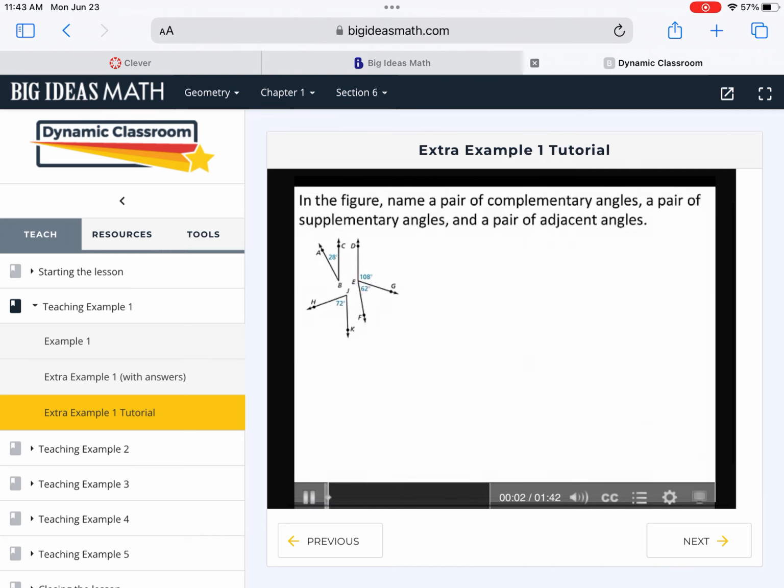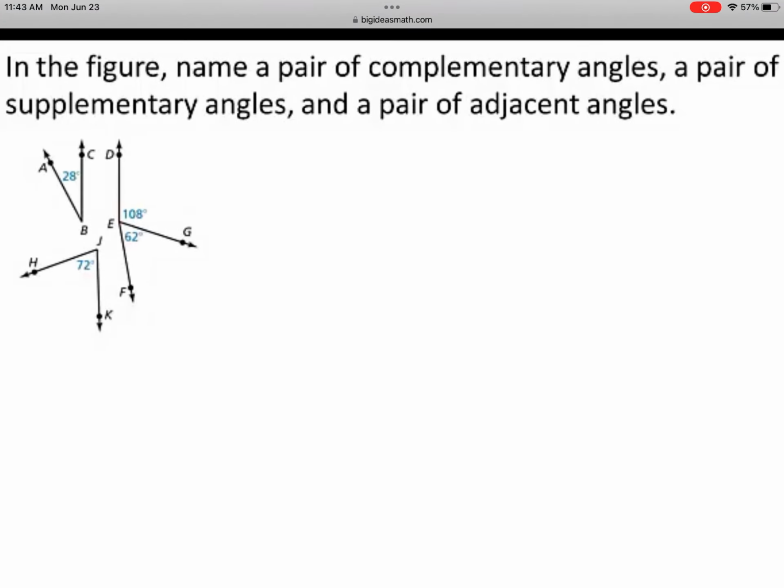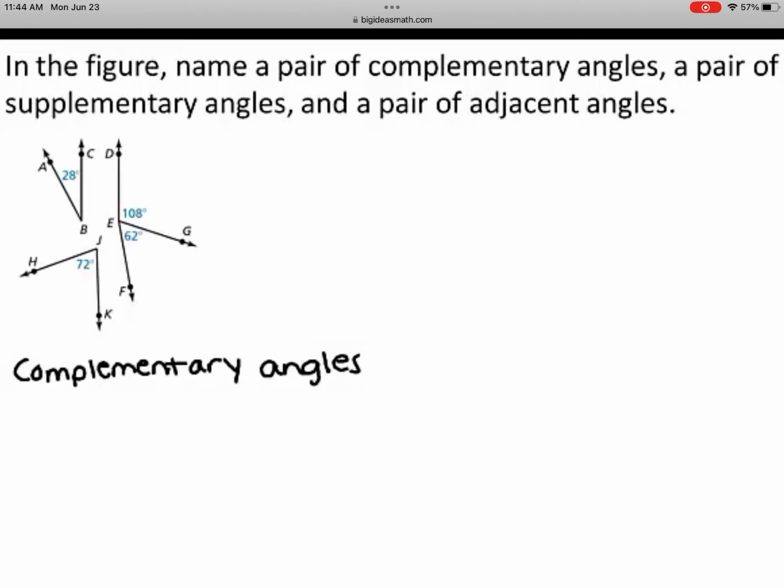In the figure, name a pair of complementary angles, a pair of supplementary angles, and a pair of adjacent angles. Complementary angles are two positive angles whose measures have a sum of 90 degrees.